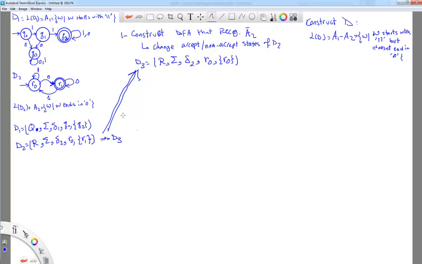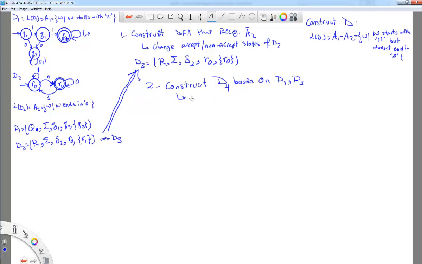Okay, just to point out here, in Q sub 3, we also go back to Q sub 3 for both zeros and ones. Now the next step is to construct D, or rather let's call this D sub 4, based on D sub 1 and D sub 3. Okay, so how are we going to do that?